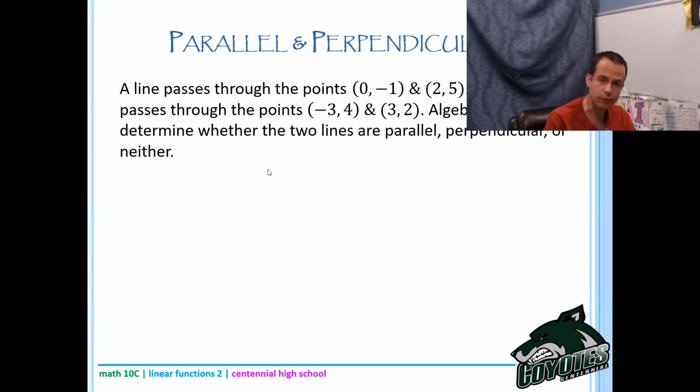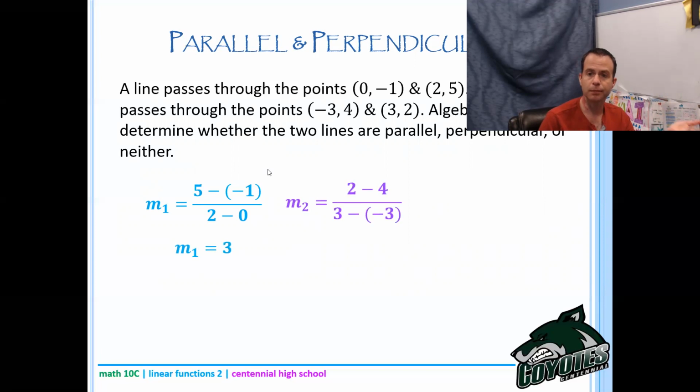So you have to use the slope formula. You have to plug in the numbers. You have to show me what the slopes equal. So that's what we're going to do. We're going to find the two slopes. You should pause me and do that on your own first. So for the first guy, I went 5 minus -1 over 2 minus 0, and that gave me a slope of 3. For the second guy, I went 2 minus 4, y2 minus y1, over 3 minus -3, and I got -1 over 3.